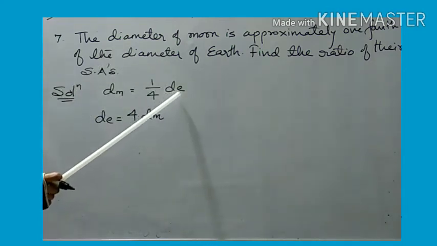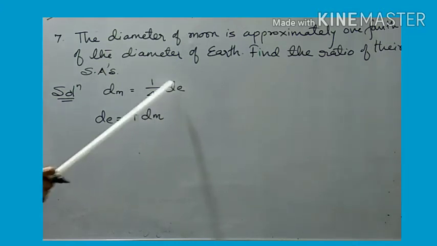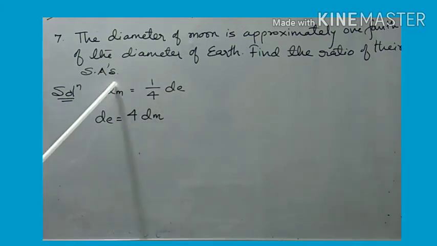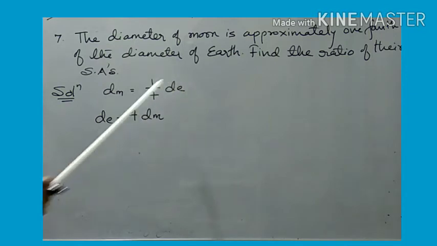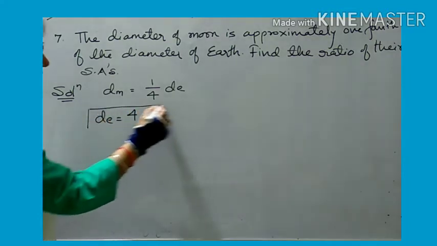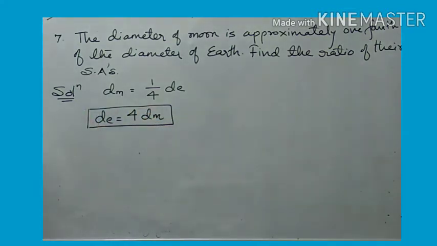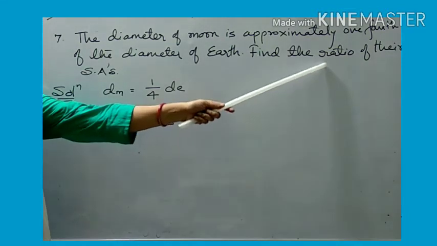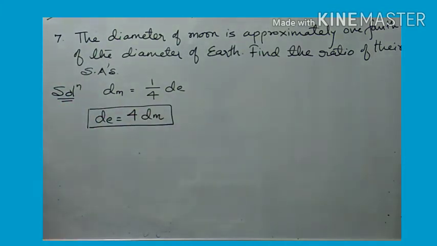So with this what we will get? Diameter of the earth is equal to 4 into dm. This 4 will move this side. So what we will get? Diameter of the earth is equal to 4 dm. Now what we have to find? We have to find the ratio of their surface area. And whenever we have to calculate the surface area, what is the surface area of a sphere? 4 pi r square.